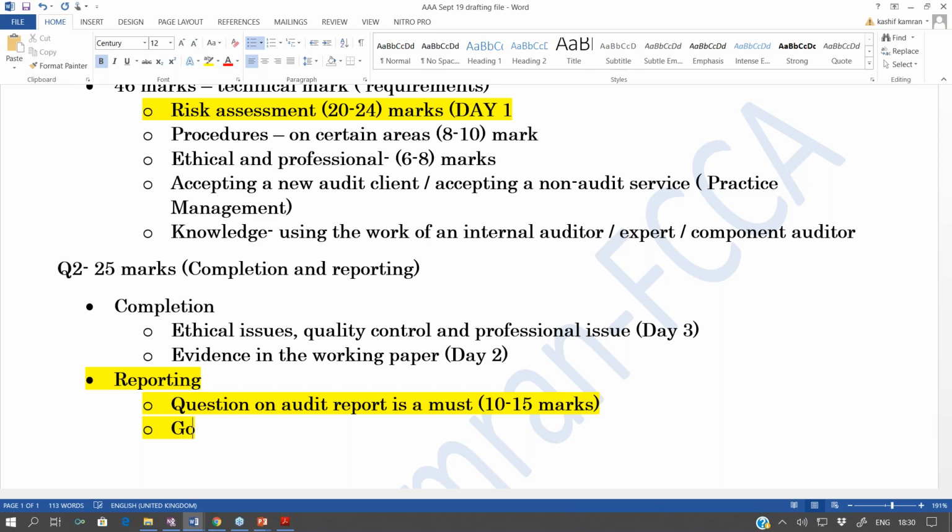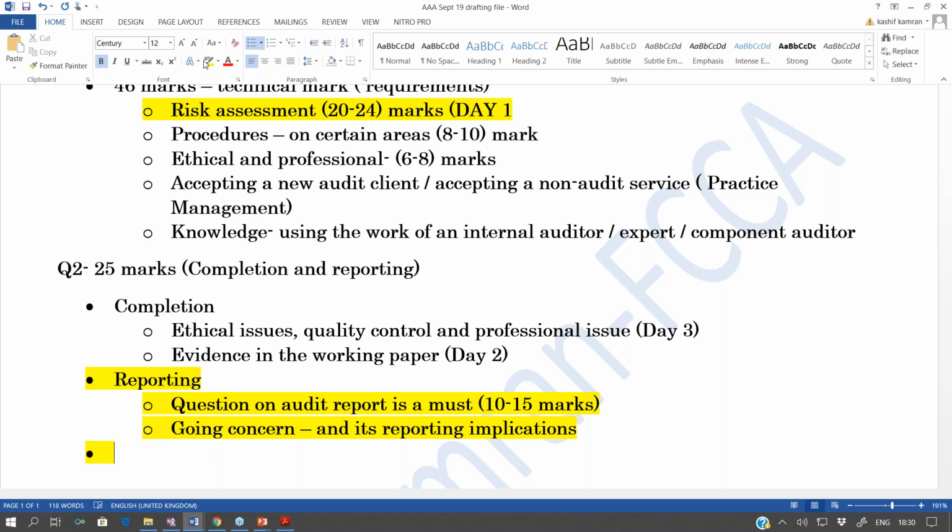The examiner can even set a question on going concern, which is another very important area, and going concern and its reporting implications. What are the reporting implications of going concern? Because that connects with the report. So this is the second question. The one highlighted in yellow is like a core part of question 2, and otherwise the examiner can ask you ethical and professional issues, or the evidence in the working paper file.